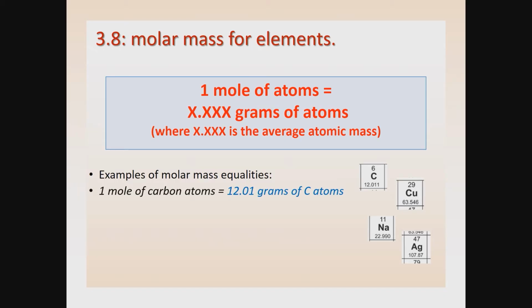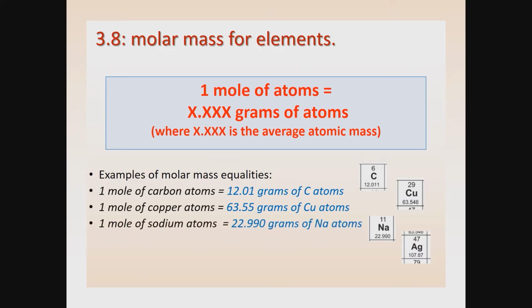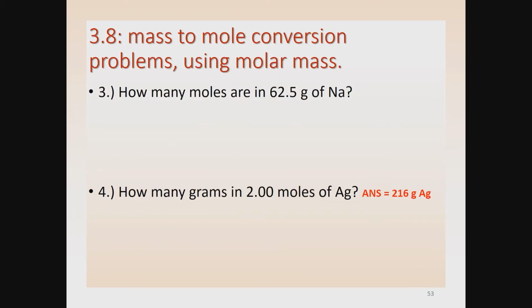So for example, we just went over one example. 1 mole of carbon atoms is going to be 12.01 grams of carbon atoms, because again, the atomic weight of carbon is 12.011. 1 mole of copper atoms is going to be 63.55 grams of copper atoms, because the weight is 63.546. 1 mole of sodium atoms is that number that you see for the average atomic mass of sodium, also known as the atomic weight, 22.99. And same thing with silver. So let's go ahead and do some problems using these numbers.